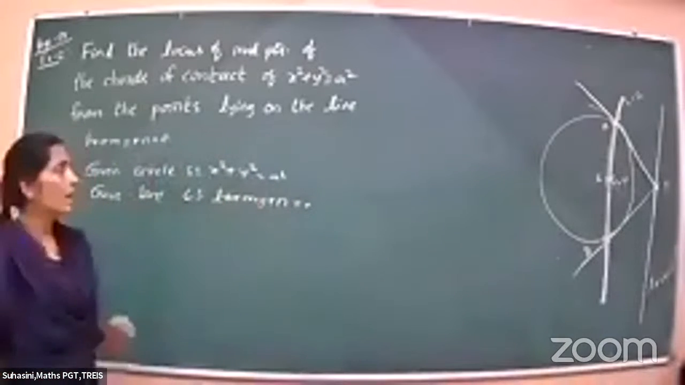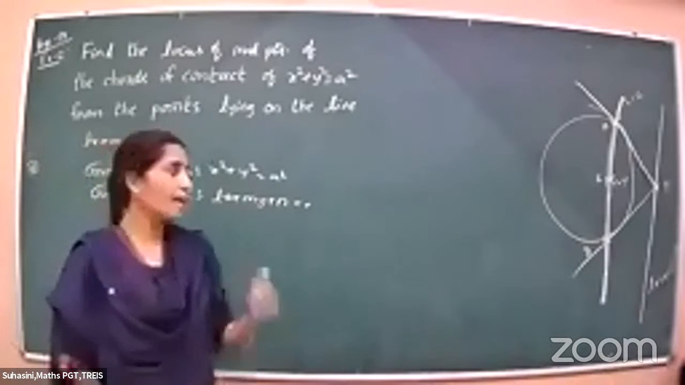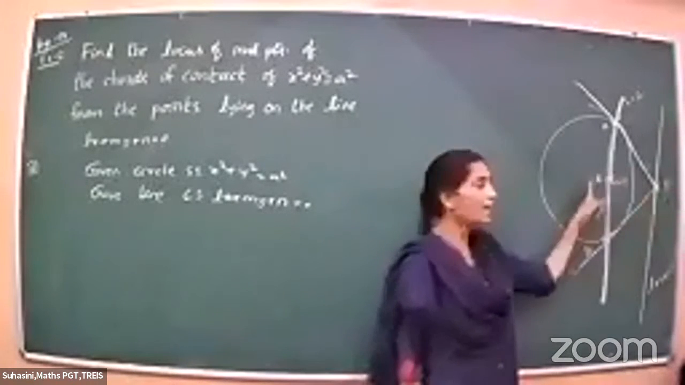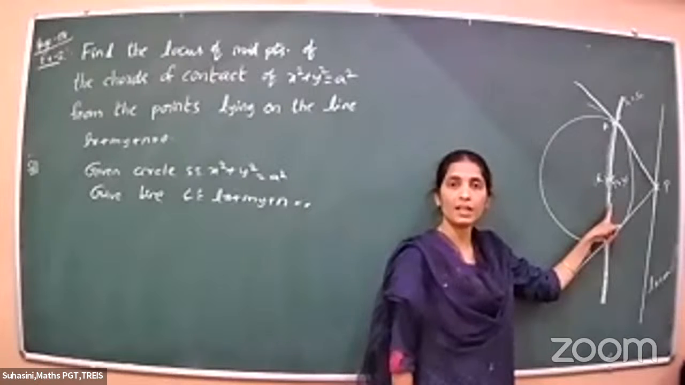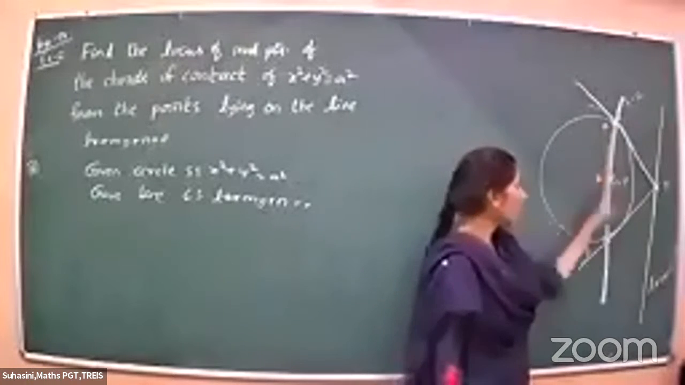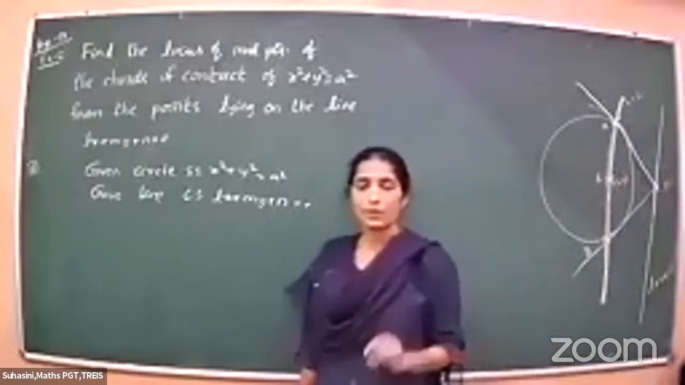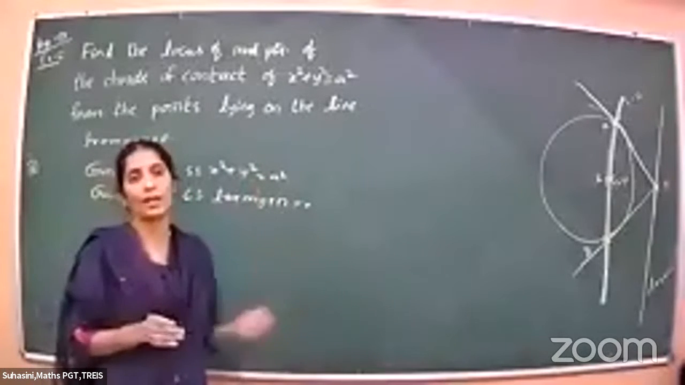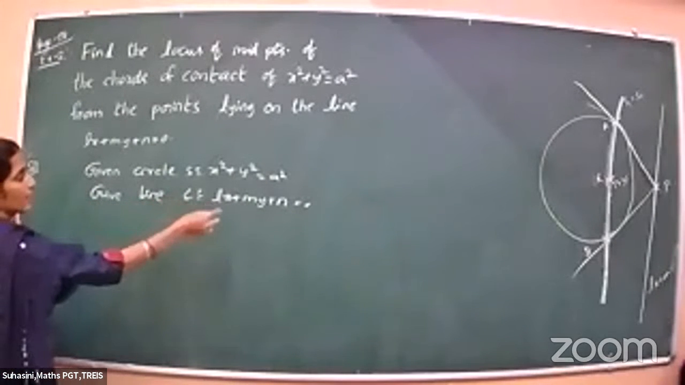Is this clear, children? And we have to observe one very important point that we have discussed in our previous classes, that if P is the exterior point of the circle, then the polar of P will intersect the circle. And the polar of P will coincide with the curve of contact of P. So in this case, the line S1 is equal to S double 1 is the polar of P. Given line lx plus my plus n is equal to 0.